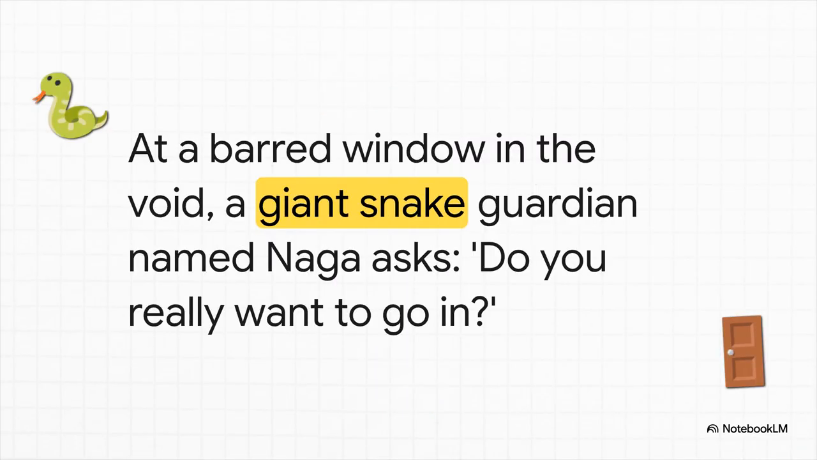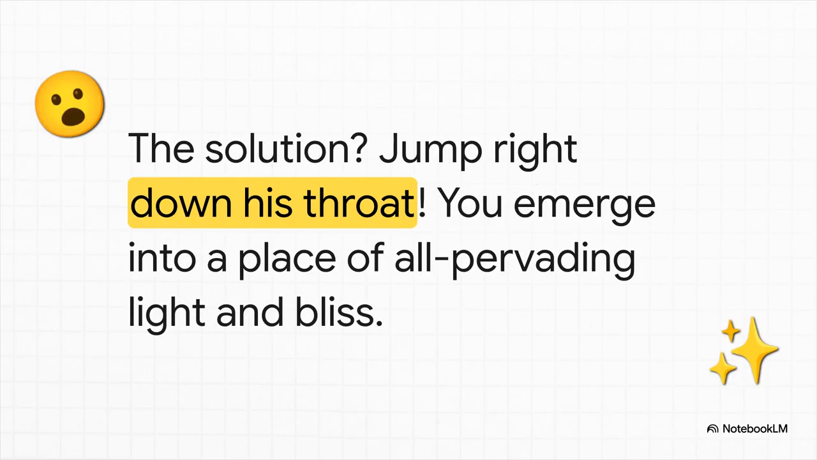Well, according to Bentov's trip report, you arrive at this barred window, just floating in the void, with this beautiful warm light pouring out. But the entrance is blocked by the head of a huge snake guardian named Naga, who basically looks at you and asks, "Are you sure you really want to do this?" So when Naga gets a little aggressive and starts hissing, the tourist just calmly asks him to open his mouth a bit wider and then dives right down his throat. You come out the other end and boom, you're in nirvana.